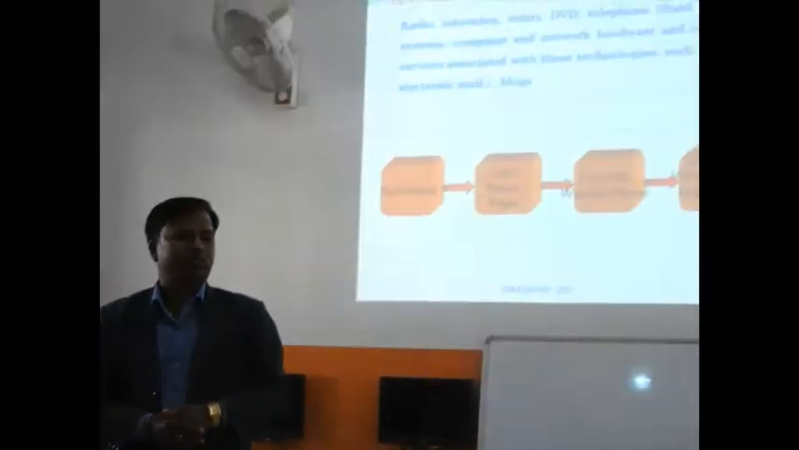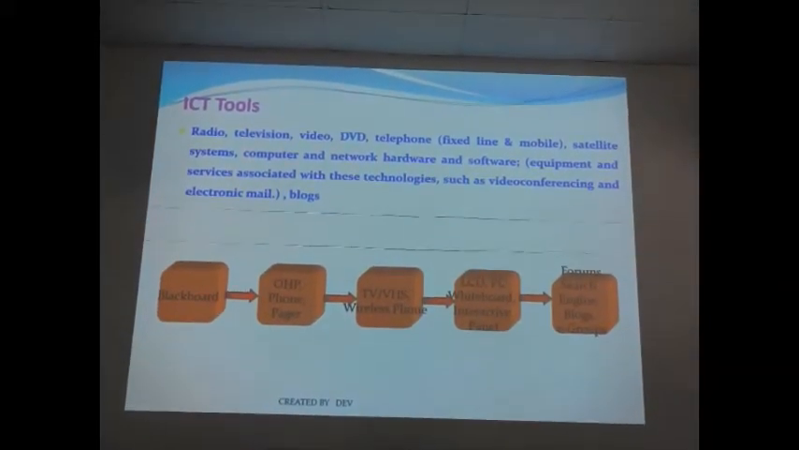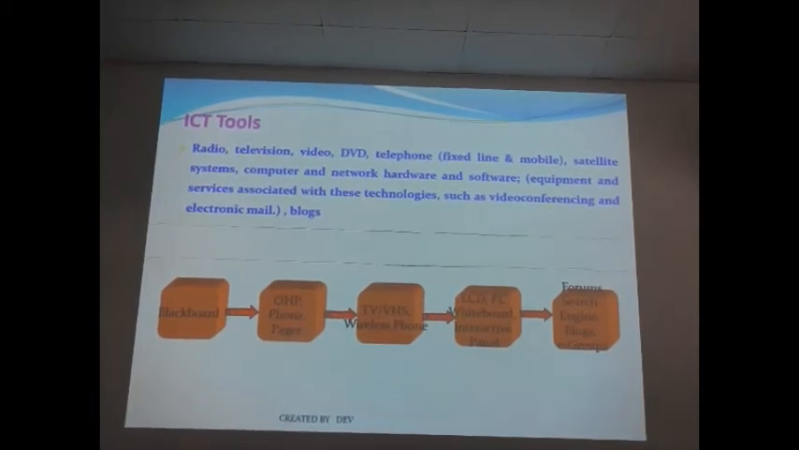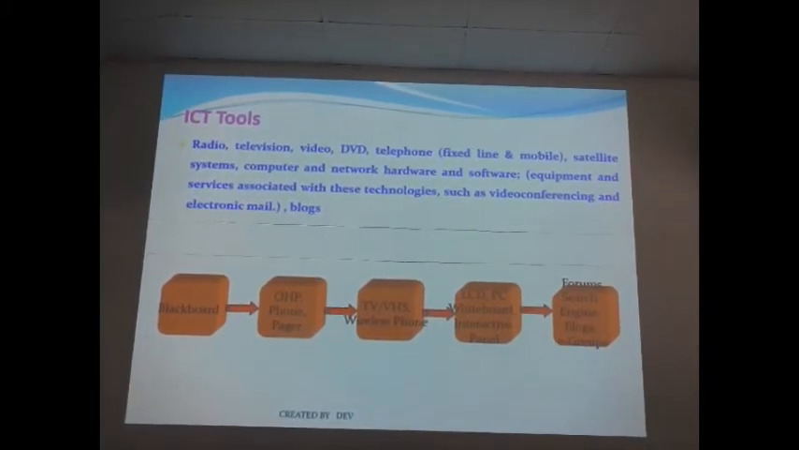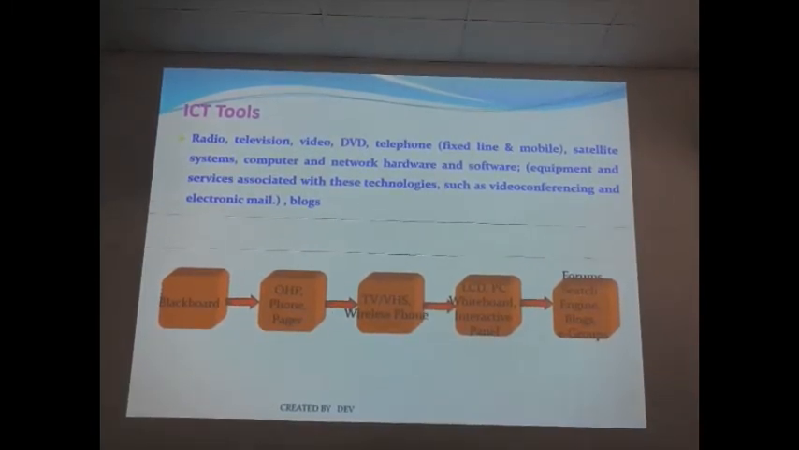Next we'll see what kind of tools there are. From the beginning of our life we know these things, like the blackboard in the school classroom. This whiteboard is kept here. Not only this board, but in our classroom we are all familiar with the smart board. The second one lists phone, pager, OHP, TV, VHS, wireless phone, LCD, PC, whiteboard, interactive panel, search engine and blogs.